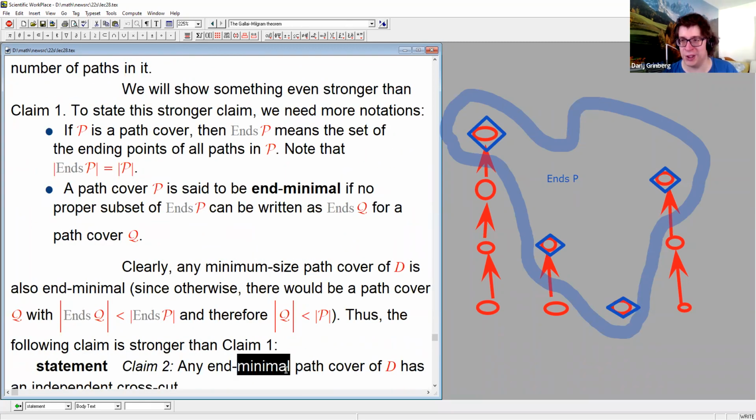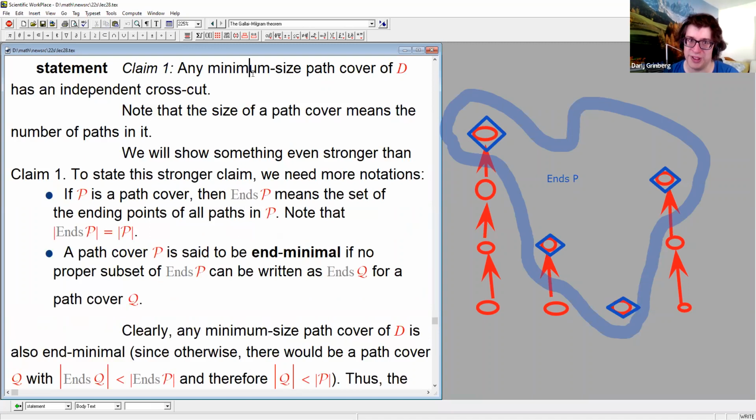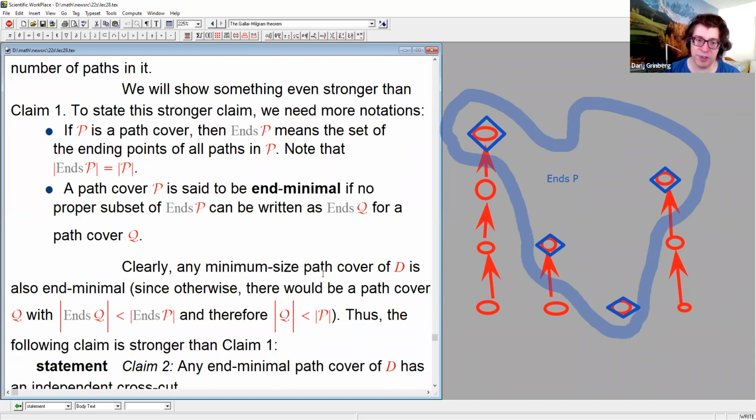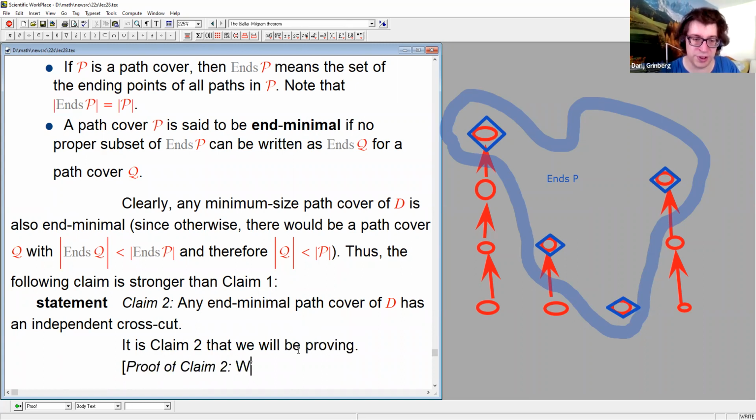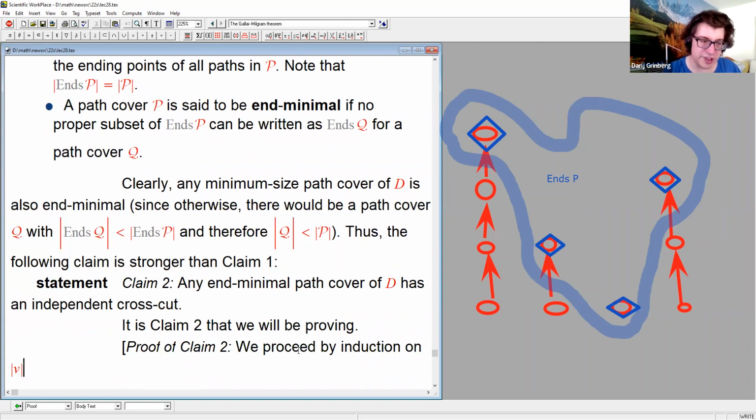This is a standard distinction in combinatorics. Minimum always means that some kind of numerical value is the smallest it can be. Here it's just the size. Whereas minimal means that you cannot remove anything from it. In this case, you cannot remove an ending point. So it is claim 2 that we will be proving. And how will we prove it? We induct on the number of vertices.